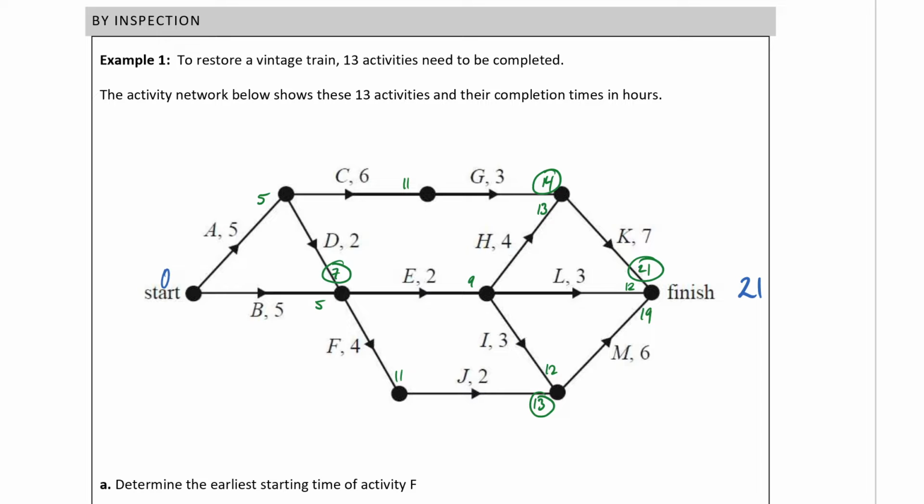My backward scan will be 21 minus 7, which will be 14. 21 minus 3 will be 18. 21 minus 6 will be 15. 15 minus 3 will be 12. 14 minus 4 will be 10. 14 minus 3 will be 11. 11 minus 6 will be 5. My smallest number here is 10. 10 minus 2 will be 8. 8 minus 2 will be 6. 5 is my smaller number. 5 minus 5 will be 0.